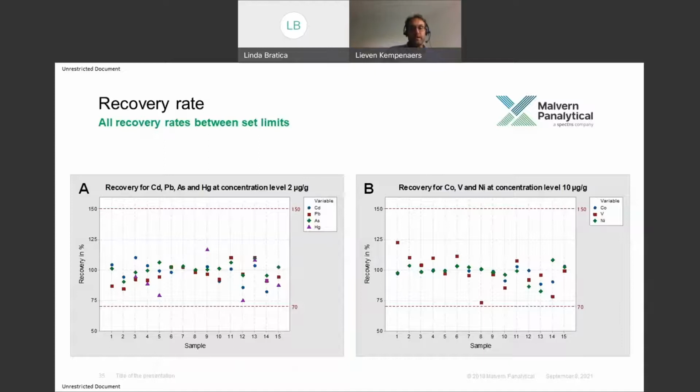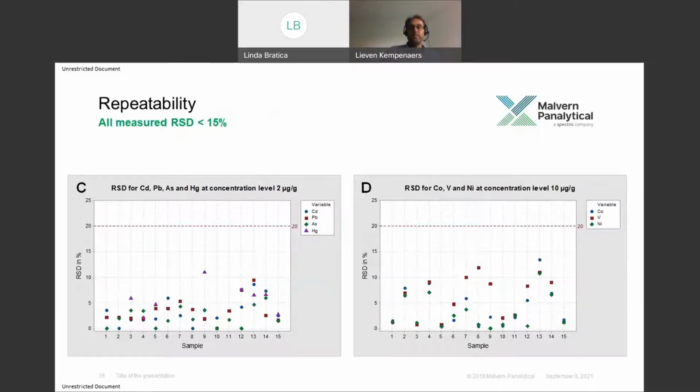And these are some pictures that are also shown in the article of those 7 elements on the left-hand side. This is the recovery rate, well within the limits, even at the level of 2 ppm, 2 microgram per gram. And on the right-hand side, it's the same for the other elements, the less critical elements, at the 10 ppm level. So this is for the recovery rate, and this is for the repeatability.